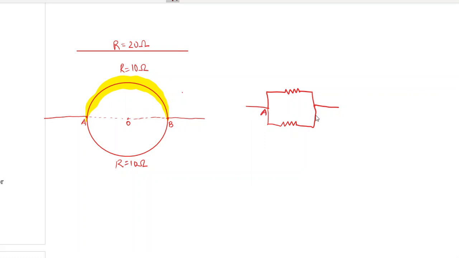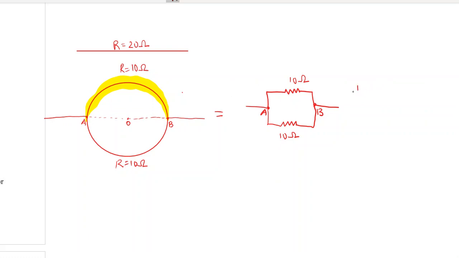So there are two nodes, A and B, and two resistors of 10 ohm each are connected in parallel across these two nodes. So both are the same figures. The shape of the wire does not matter, whether it's circular or rectangular. Whichever shape helps you understand and solve this further, you can use that shape. So let's find the equivalent resistance between the two ends of the wire.